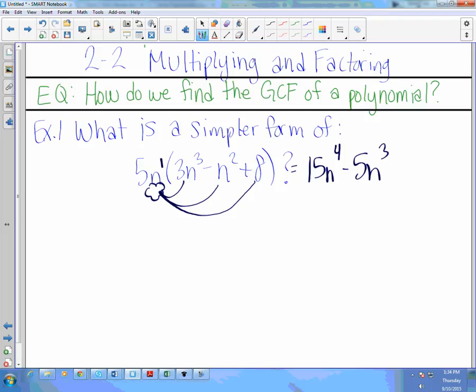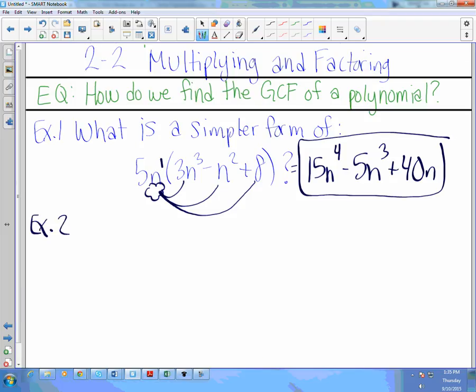Alex, okay. Alex, 5n times 8. So it's a positive, so we'll put plus 40. And this is standard form because it's in descending order of powers: n to the 4th, n cubed, n to the 1st. That's for a simpler form, or to simplify. That just means distribute. Okay? So now you know how to multiply these trinomials.